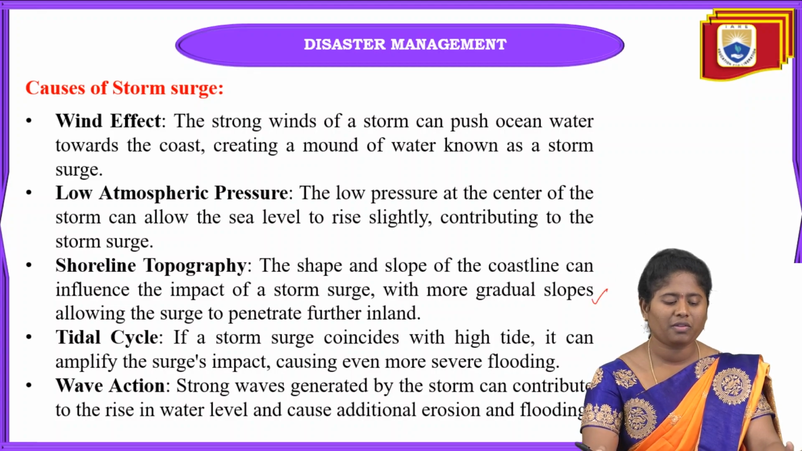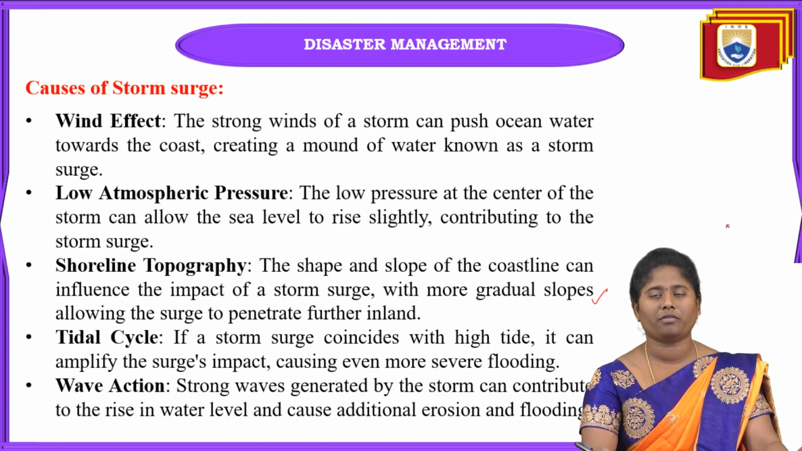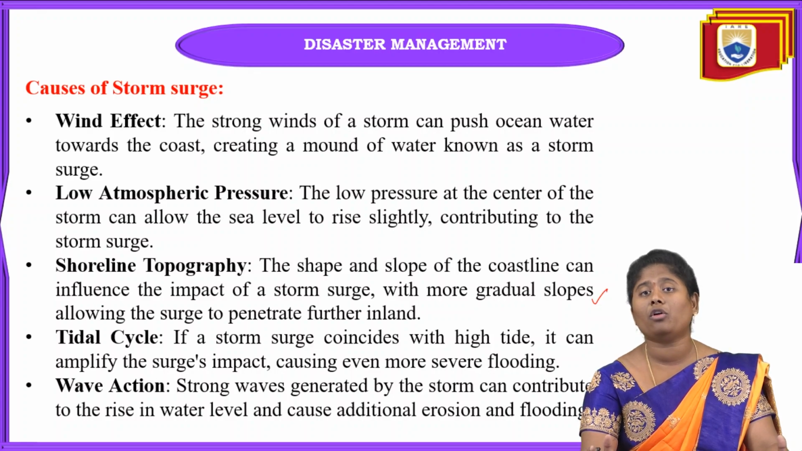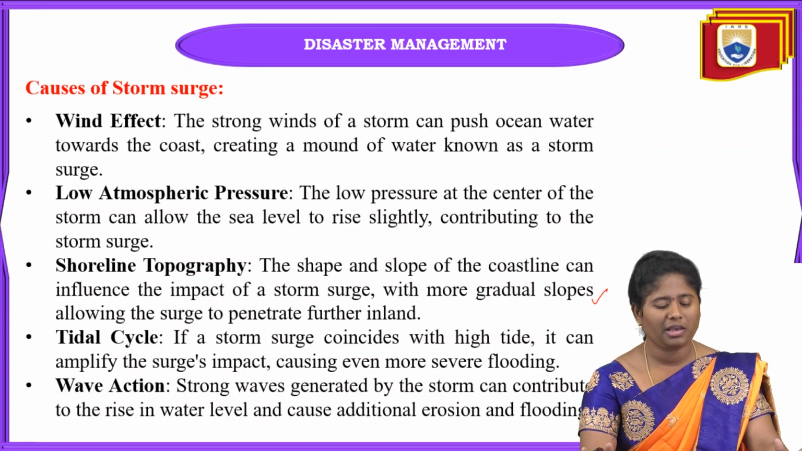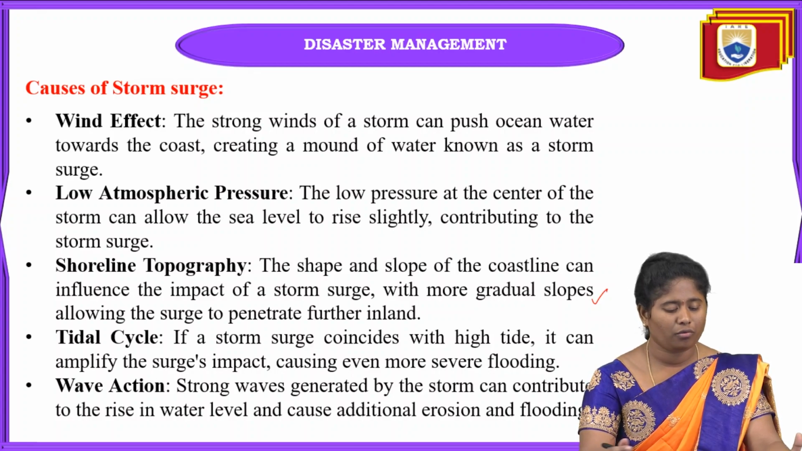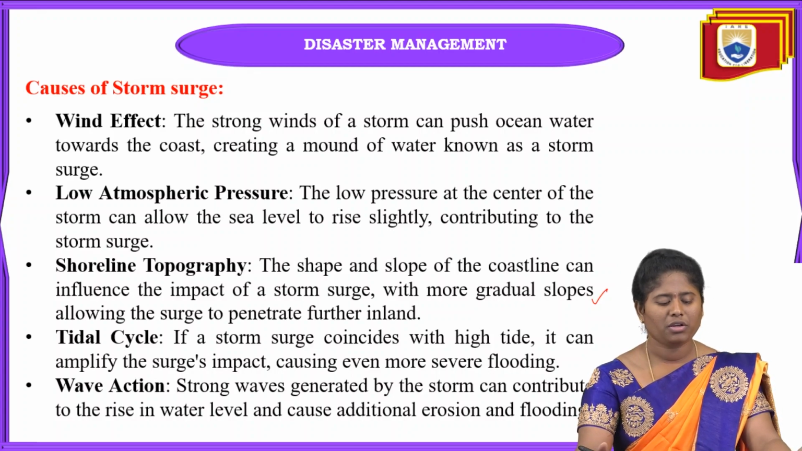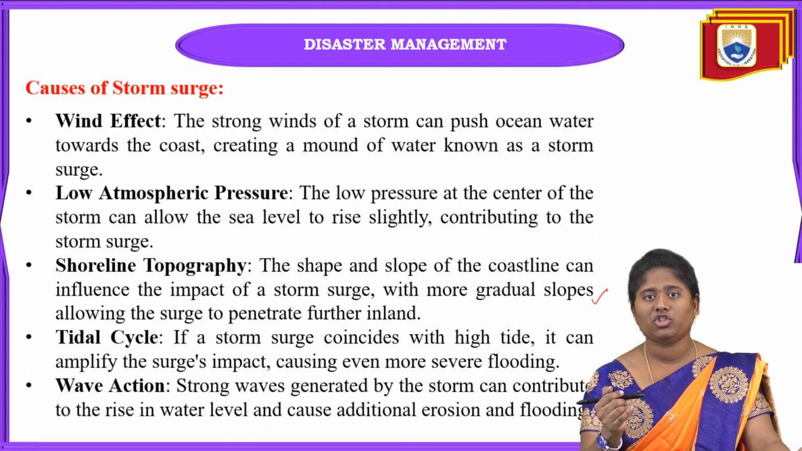And coming to the next one, that is shoreline topography. Because of the shape and also the slope of the coastal area, this can influence the overall impact of the storm surge here, where we can see the slopes, or the gradual slope.